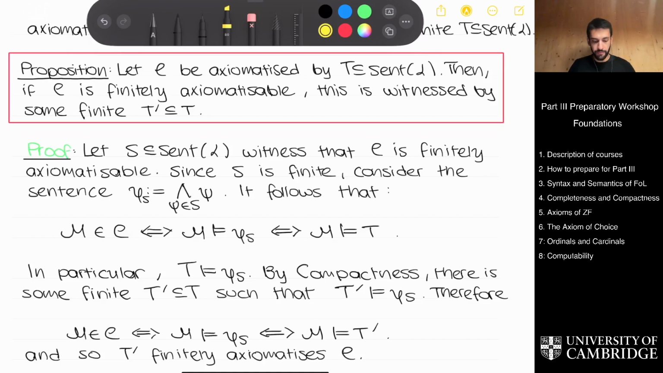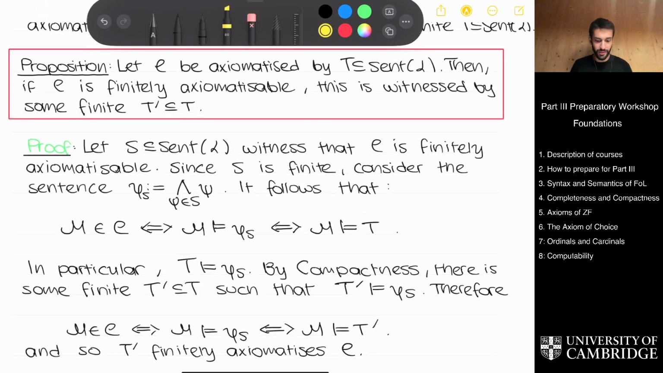arbitrary theory, okay? If you know that the class is finitely axiomatizable by any axiomatization, which could have nothing to do with T, then it must be that it is finitely axiomatizable by some finite subset T prime of T. Okay. This is not tautological, okay? Because the fact that C is finitely axiomatizable, as I said, could be because there's some arbitrary finite set of sentences that axiomatizes C. But what this tells us is that if you fix some axiomatization and you know that your class is finitely axiomatizable, then there must be some finite subset of this fixed axiomatization that witnesses this.